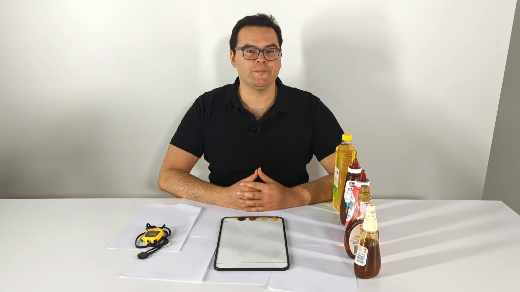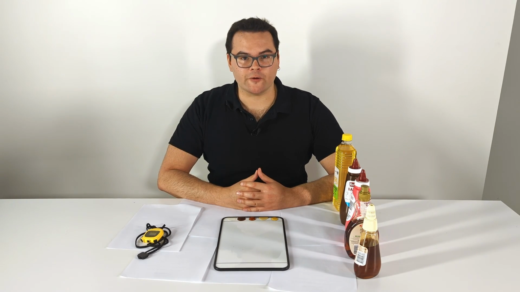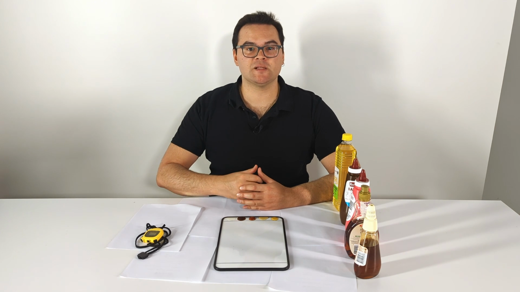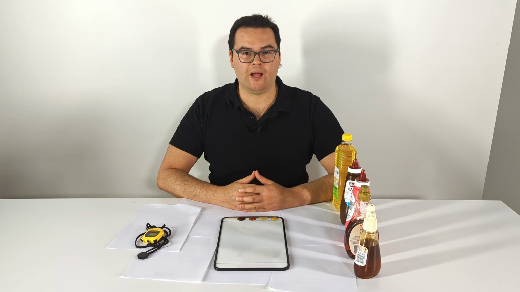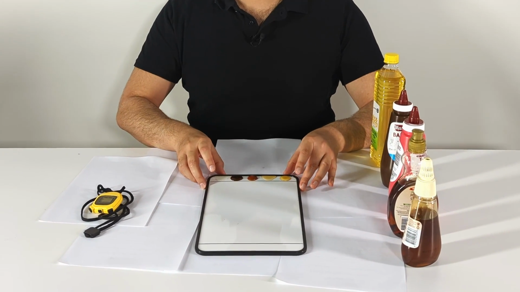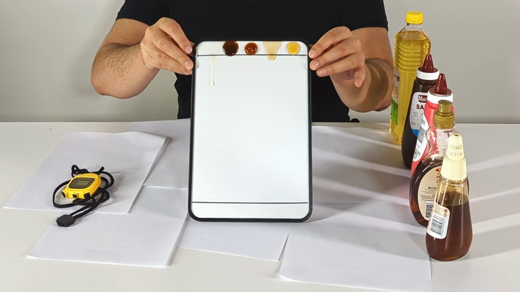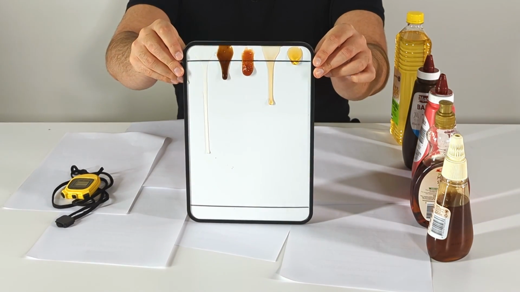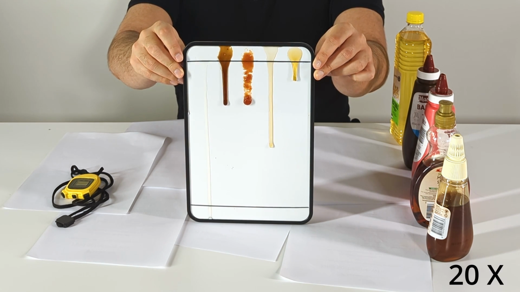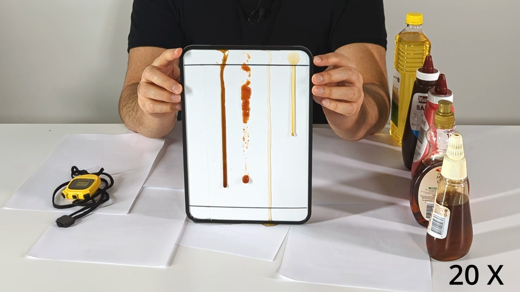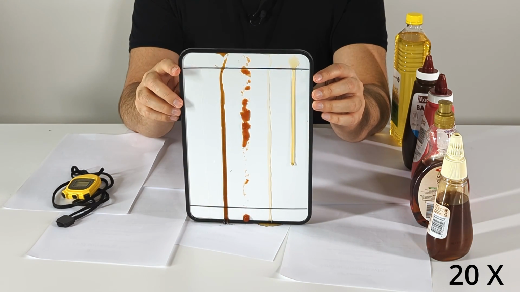When the timer is ready, one group member says "Ready, set, go," a second member stands the board up so that it is vertical, and the timer starts the stopwatch. Use the time each stream of liquid takes to run to the bottom line as the measure of viscosity.